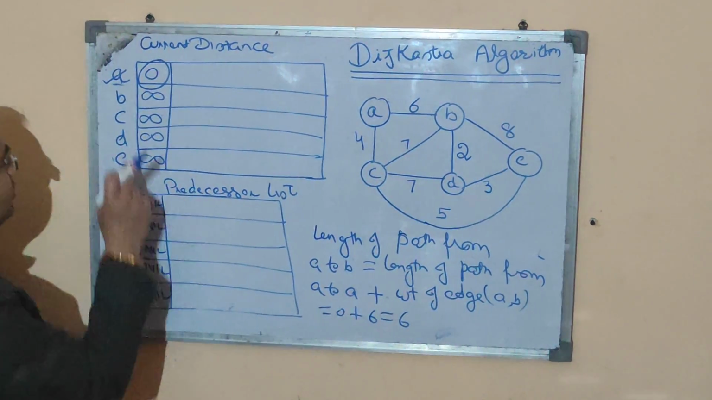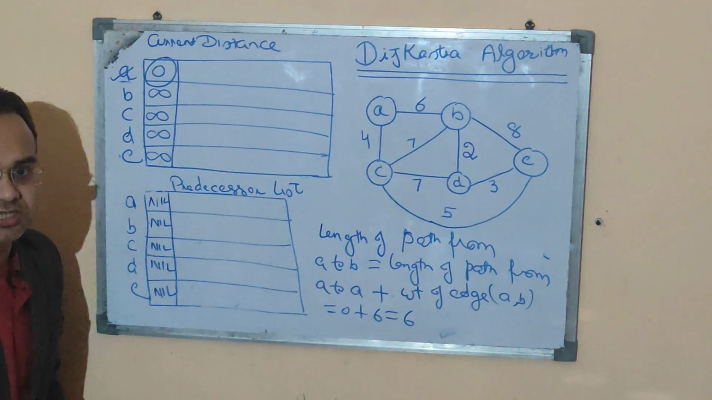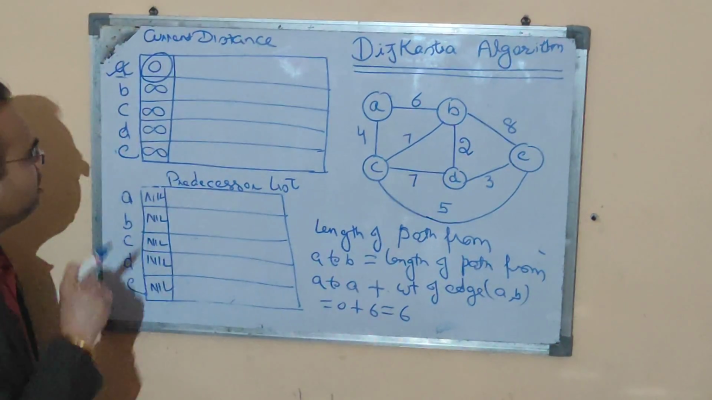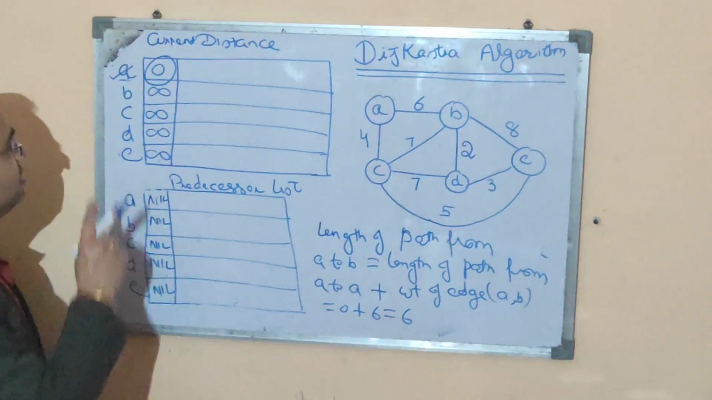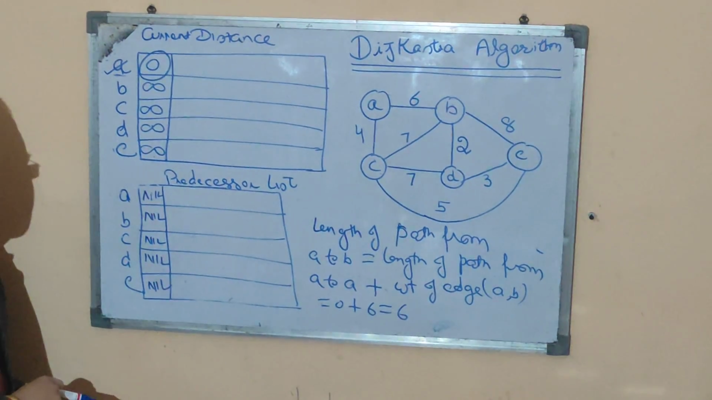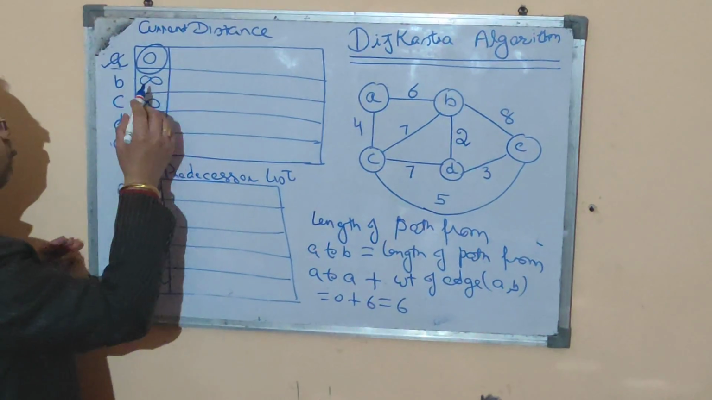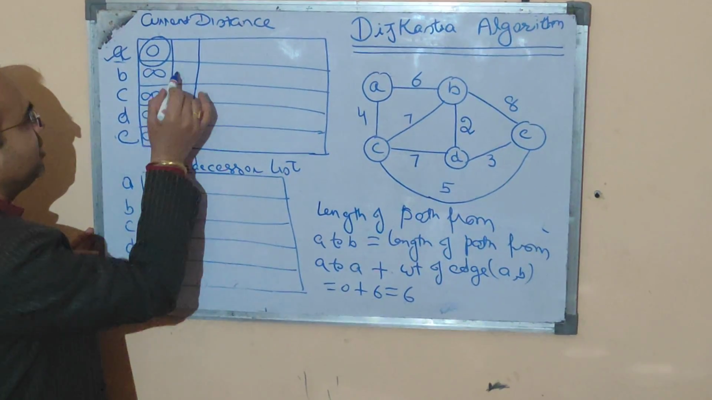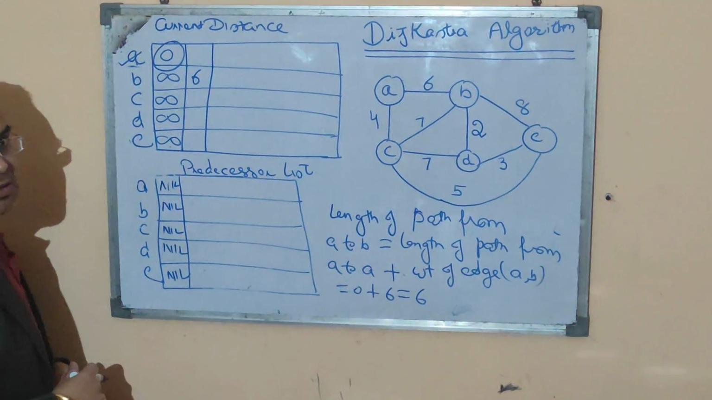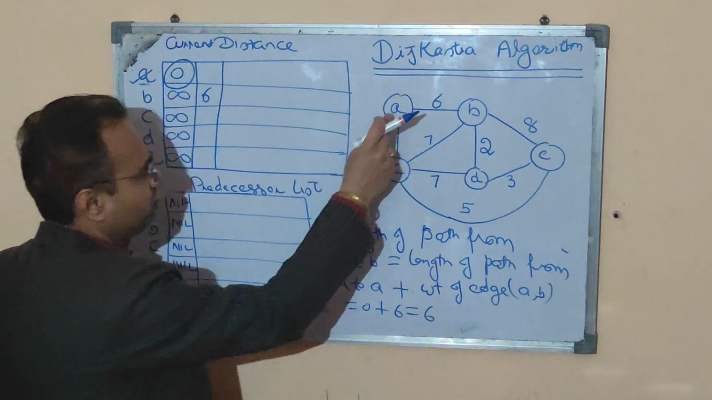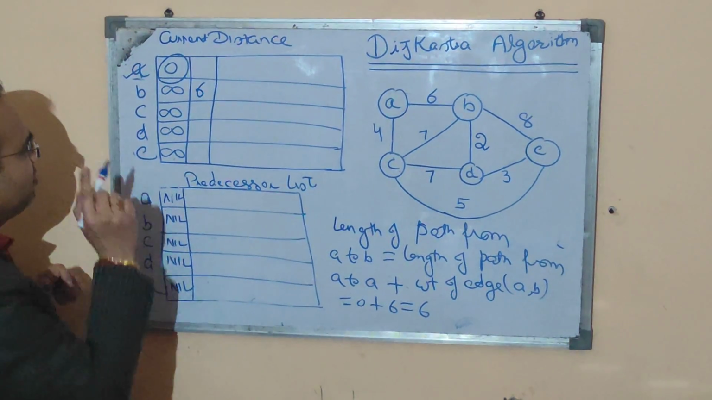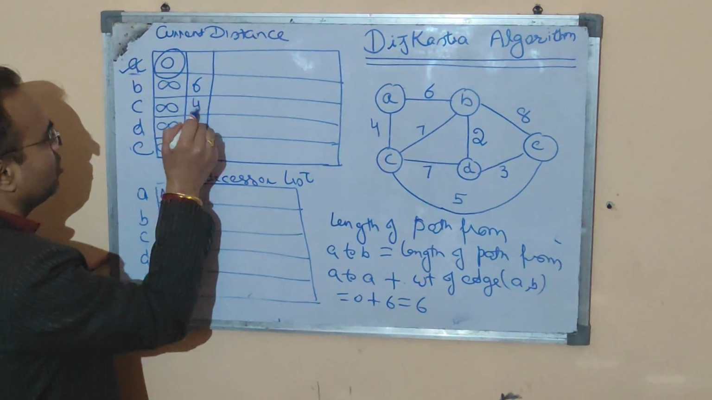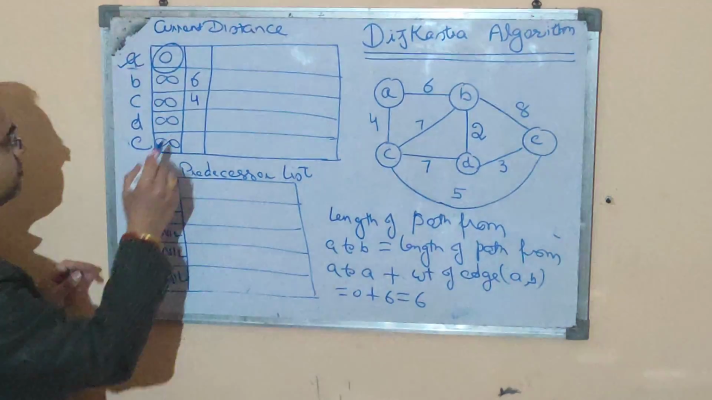This 6 is smaller than infinite. It means we have found a path which is better than the existing path. So we have to update the value, and now the updated value will be 6. Similarly, if we use the edge AC, we have got a better path to C with path length as 4.